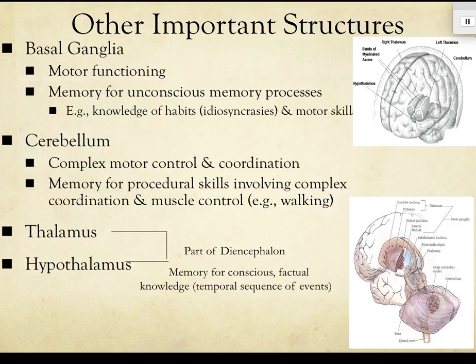We also find that the thalamus and the hypothalamus are very important parts of the brain, which are a part of the diencephalon, and part of their purpose is actually for memory for conscious and factual knowledge. So looking at how certain sequences of events are actually supposed to take place. So it's very important for us to understand how the thalamus and the hypothalamus actually relate to the issues of episodic memory and the aspects of declarative memory, and how we actually recall specific information related to those events and the actual sequence of those events. That's very important for us.